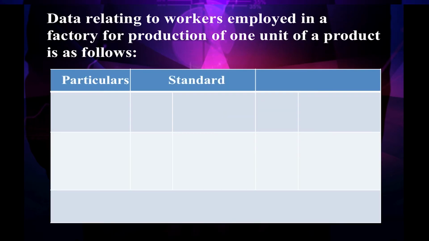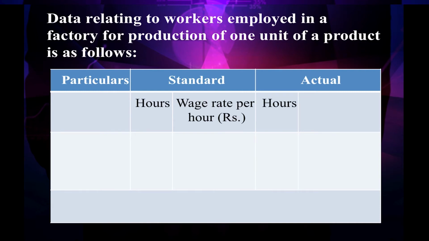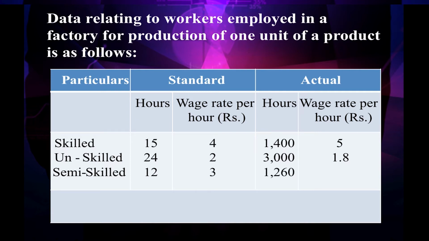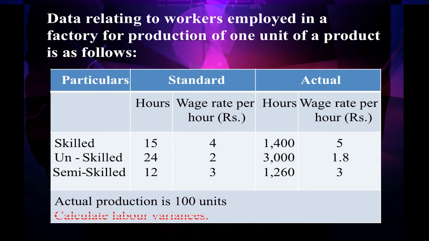Data relating to workers employed in a factory for production of 1 unit of a product is: skilled 15 hours at the wage rate of 4, unskilled 24 hours at the wage rate of 2, semi-skilled 12 hours at the wage rate of 3. In actual, 1400 hours at the rate of rupees 5 for the skilled workers utilized, for unskilled 3000 hours at 1.8 utilized, and for semi-skilled 1260 hours at the rate of rupees 3 utilized. Actual production is 100 units. Let us calculate labor variances.